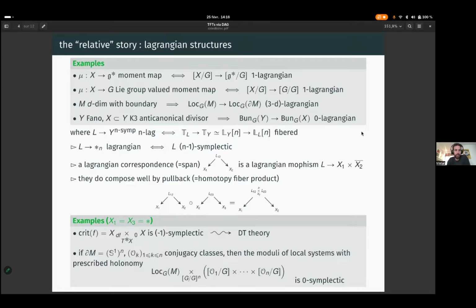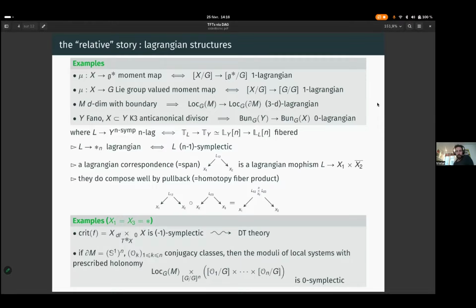considering topological spaces, the nice thing is that when M has a boundary, the restriction of local system to the boundary actually produces something Lagrangian. We want, of course, the target of a Lagrangian morphism to be symplectic. So that's the case here, thanks to the previous slide, and we have a shifted Lagrangian structure.